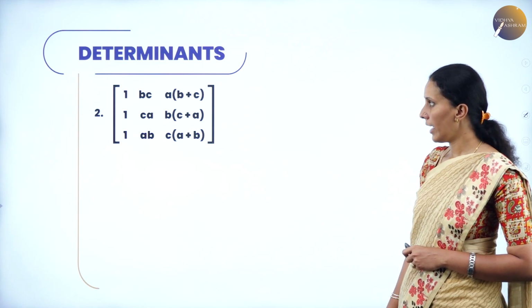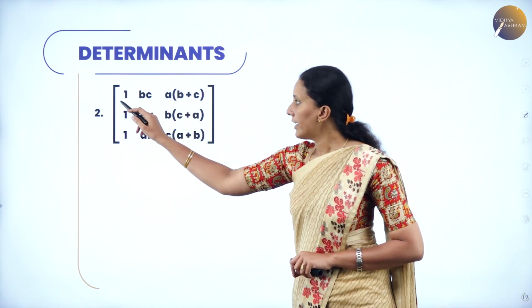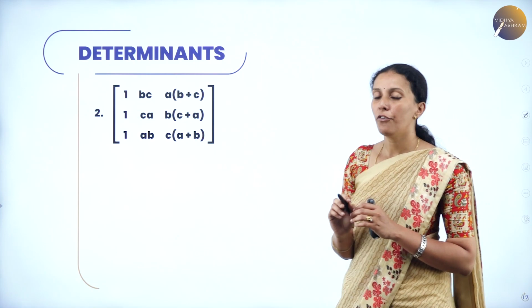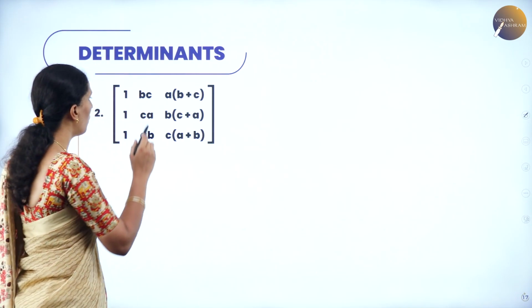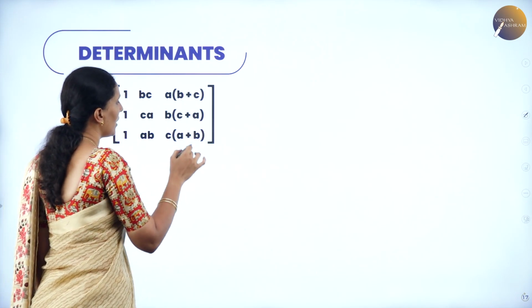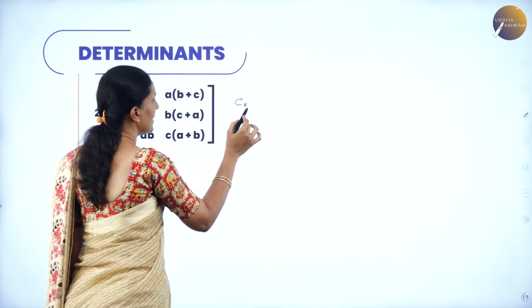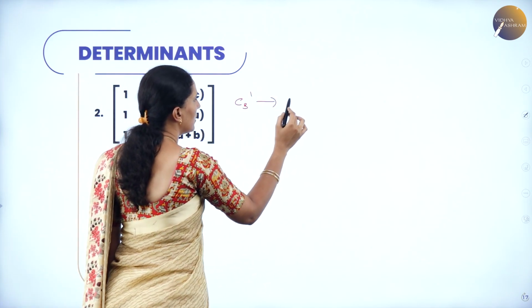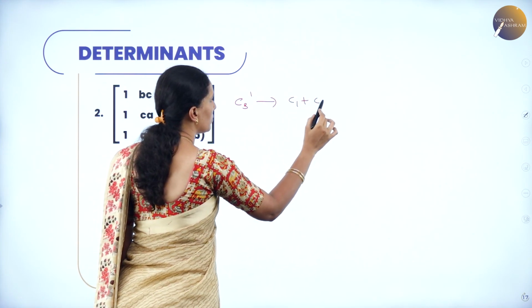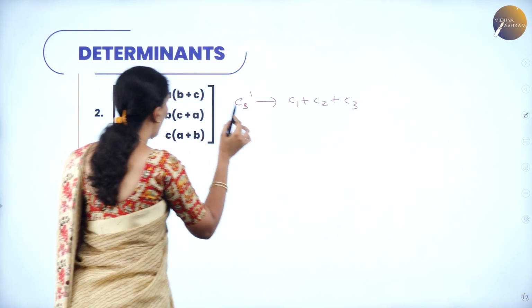Next one: 1, 1, 1, BC, CA, AB, A into B plus C, B into C plus A, C into A plus B. So first let us add this. Let us perform an elementary row or column operation here and then find the value of the determinant. So here what I will do is, see column 3. C3 dash I will take as C1 plus C2 plus C3.